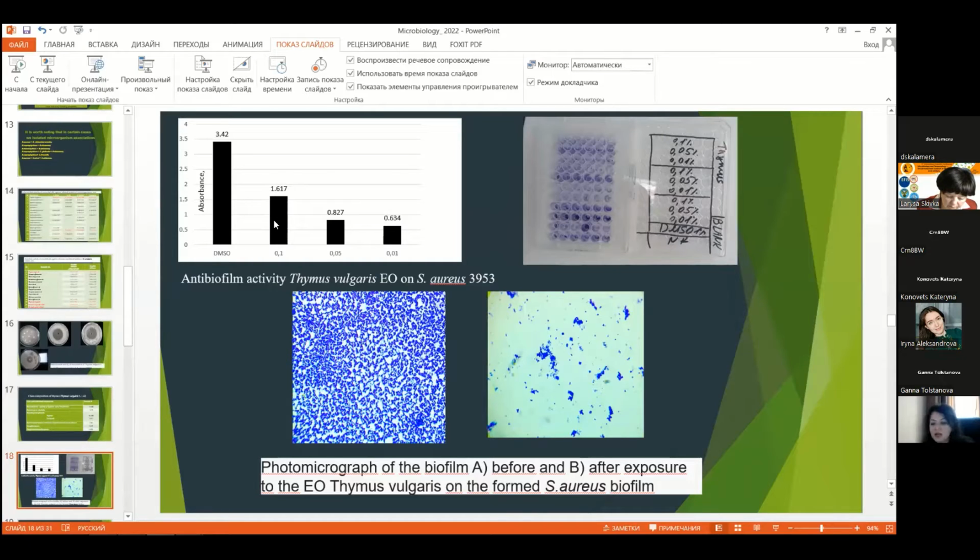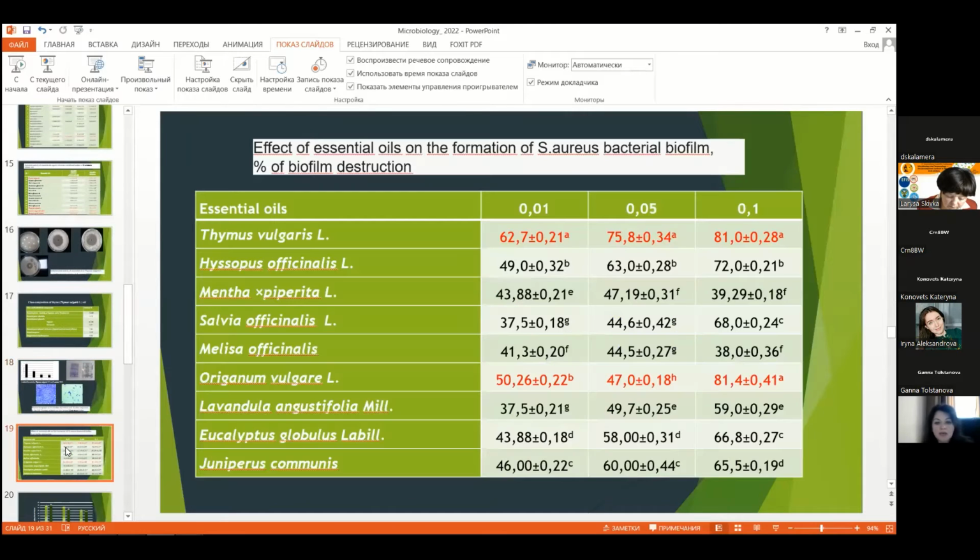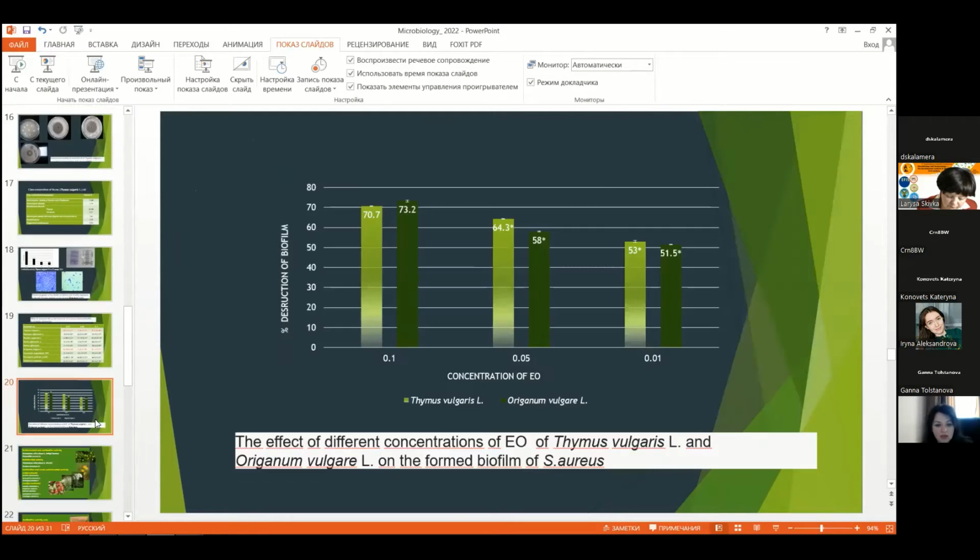essential oils, and we investigate the influence of essential oils on biofilm for prevention of biofilm formation, and also we measure the influence of essential oils on already formed biofilm. The highest antibiofilm activity we have shown for Thymus and Oregano essential oils, and on the picture also you can see the effect of different concentrations of Thymus vulgaris essential oils and Origanum vulgaris on the already formed biofilms of Staphylococcus aureus.